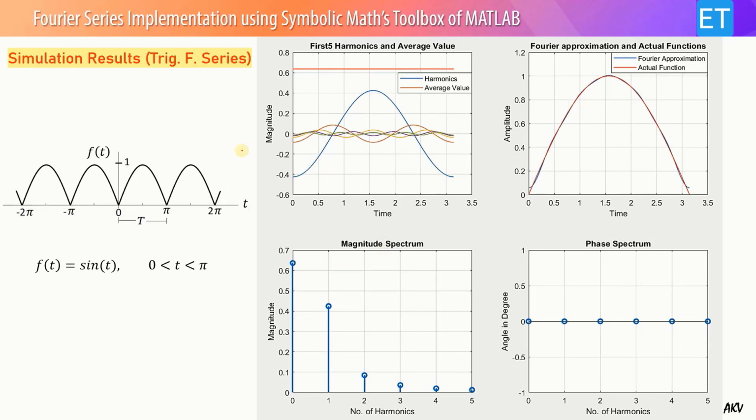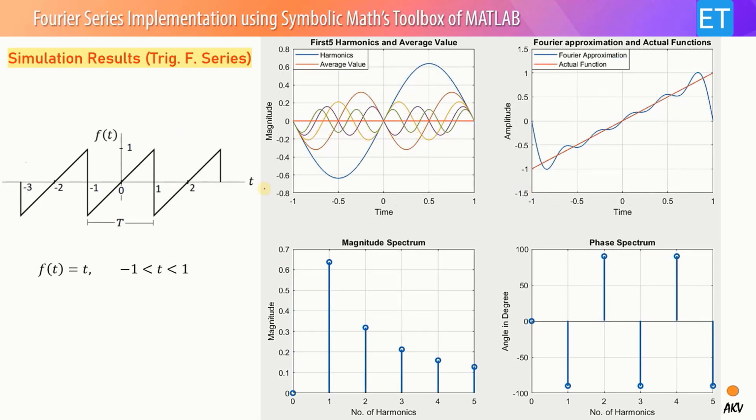And this is my second example. We have taken this periodic function sin t from 0 to pi, and this is your average value. All the harmonics are here, and here you can see this red one is the actual function and the blue one is your approximation function. So they are closely matched with each other. Here we are getting some discontinuity at the end. This is the magnitude spectrum, and this is the phase spectrum.